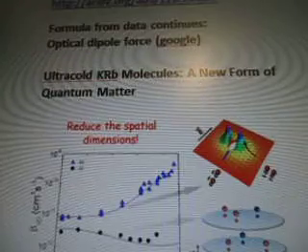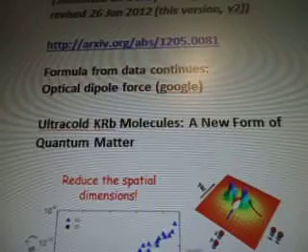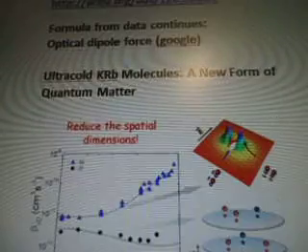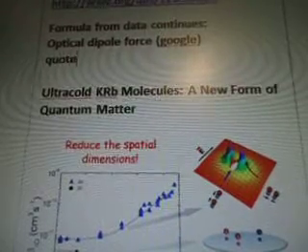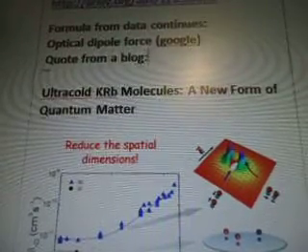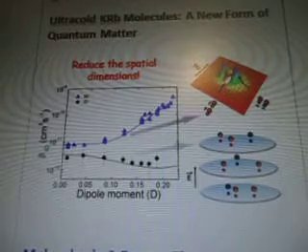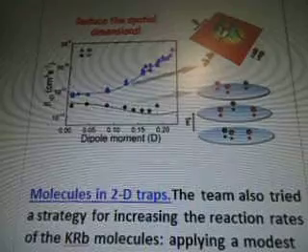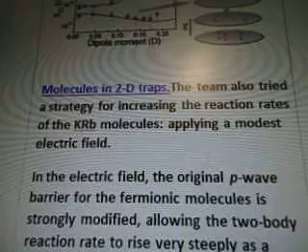I googled it. Ultra-cold KRB molecules, a new form of quantum matter. And I think this is quotes from a blog. Forgot to add that. We got two different quotes from two different blogs here. So reduce the spatial dimensions. It shows a dipole moment, molecules, and 2D traps.